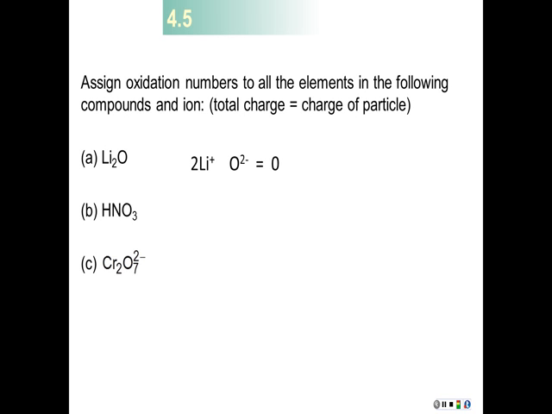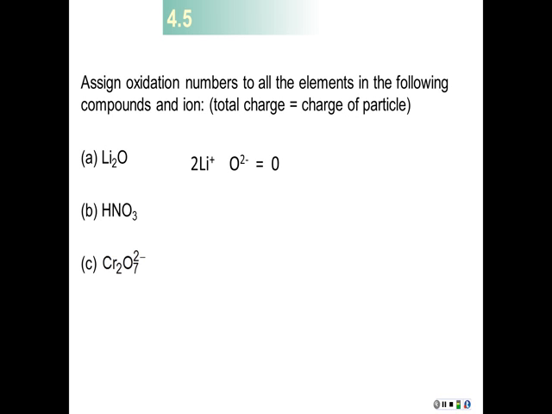So the first one we're going to take a look at is the lithium oxide. Now lithium as an ion can only have a charge of +1. And oxide has a charge of -2. You should remember this from Chapter 2 when we wrote formulas for compounds. And so therefore the oxidation numbers are looking right back at you, +1 and -2. For the other two particles, it's going to be a little bit more involved.